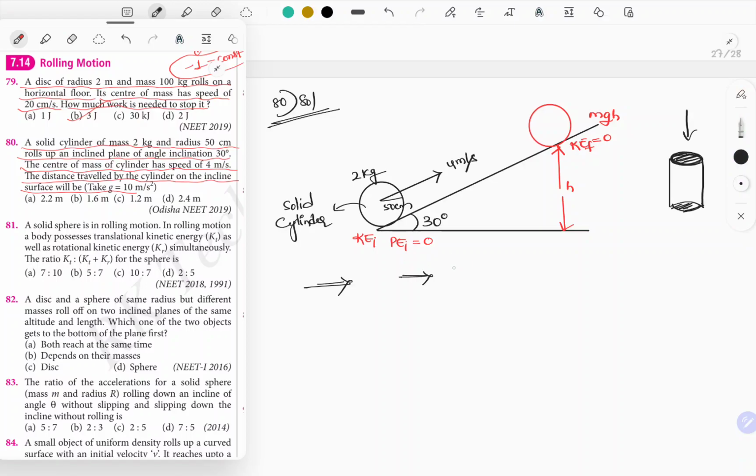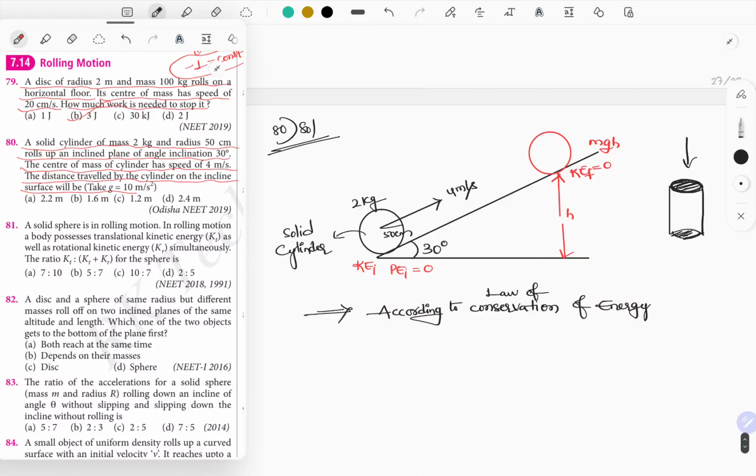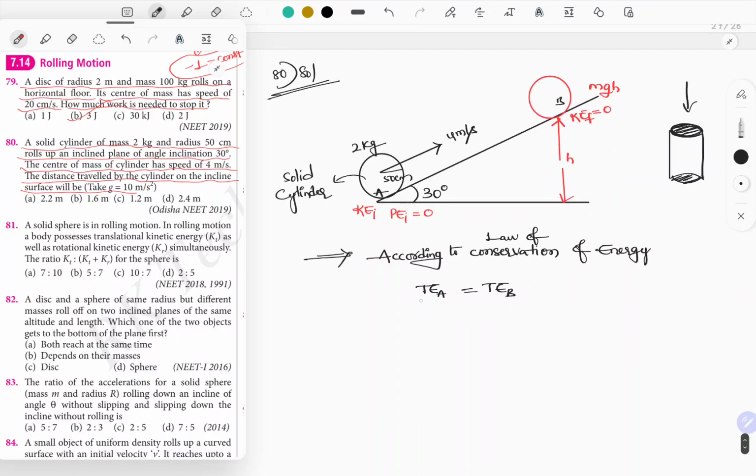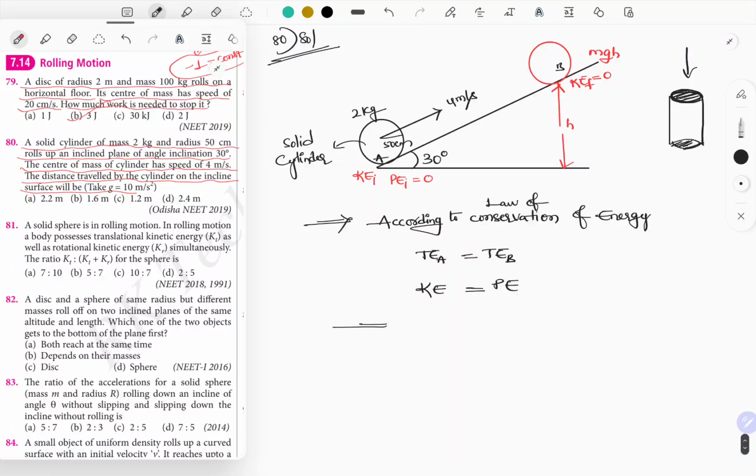So here, according to conservation of energy, total energy at position A is equal to total energy at position B. What is total energy at position A? Kinetic energy. Total energy at position B is potential energy. Total energy at initial is rotational kinetic energy plus translational kinetic energy. Then only it is possible for me to displace that cylinder to a certain height.